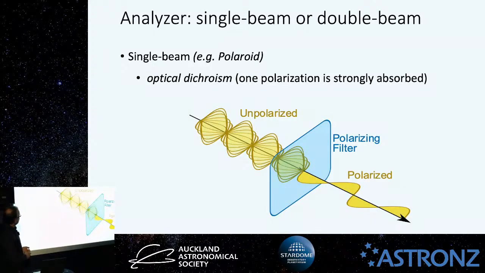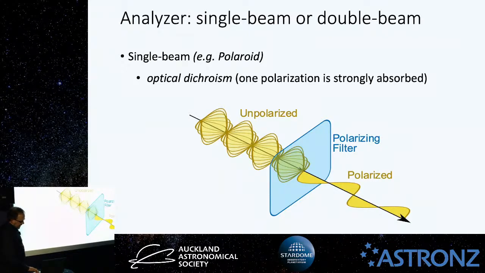to make vertically polarized filters. So again, with the analyzer, after you've taken your light and put it through a modulator, which allows you to make these different polarization states that you want to measure, you need to put it through an analyzer, which again narrows down the range of polarizations that you're measuring. So there's the single beam type, which allows only one polarization to get through. The other one is strongly absorbed. So that's called optical dichroism.